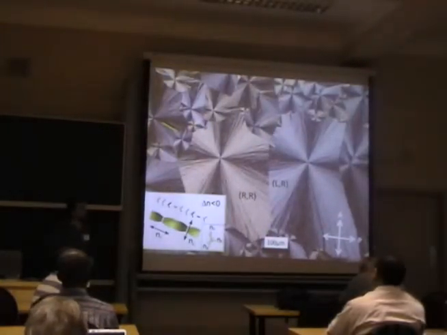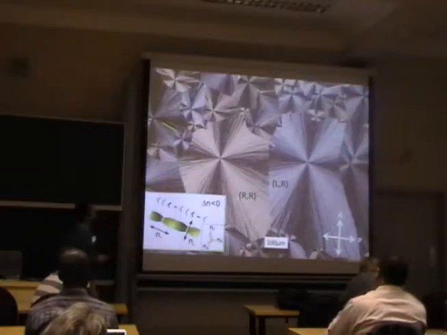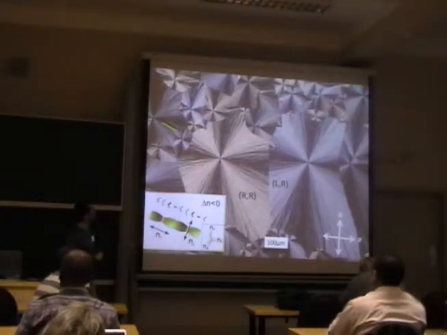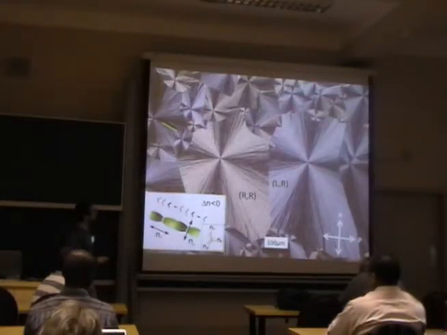So here's an example of what we see. We have an RR domain and an LR domain. You can see they exhibit different optical properties. They nucleate from a point and they grow radially outward. And so these are helical nanofilaments just growing radially outwards. And their growth is only truncated by the growth of other domains.